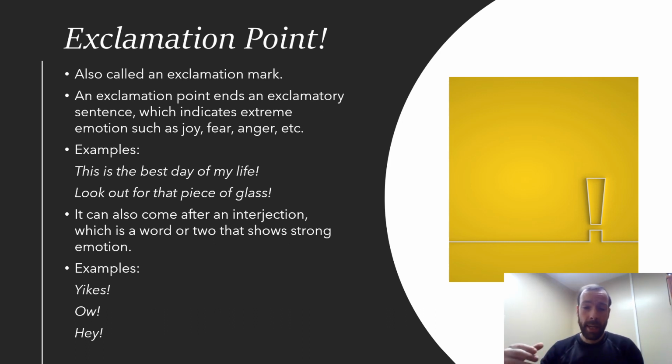You can also get exclamation points after this special part of speech called an interjection, which is just 1 or 2 words that really shows the strong emotion. And these can also be called exclamations, right? So yikes, ow, hey, or even look out, right? A word or two. It's really not a full sentence on its own, but we put an exclamation mark after it because these are things that we say when we are feeling something very strongly.